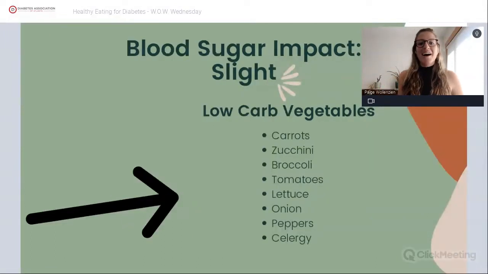All right. So the types of carbohydrates that are going to have the slightest impact on our blood sugars are going to be low carb vegetables. So these are going to be things like carrots, zucchini, broccoli, tomatoes, lettuce, onion, peppers, and celery. I wrote celery, but that was supposed to say celery. Whereas those starchy vegetables, because they do contain more of that starch component, are going to impact our blood sugars a bit more.